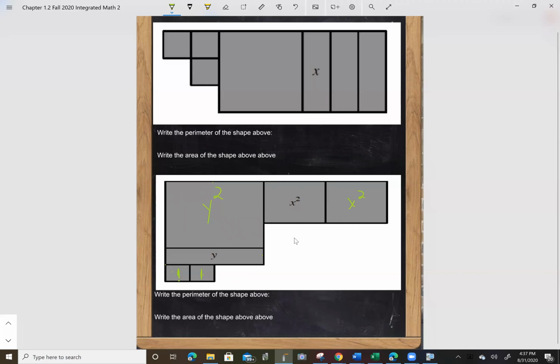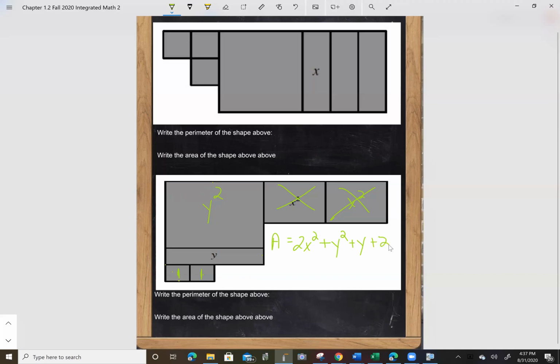So let's start with our x squareds. I'm just literally counting how many squares that have side x there are. There's 2 x squares, plus we only have 1 of the y squares, plus we only have 1 of the y rectangles, the y by 1, so we just call that y, plus 2.